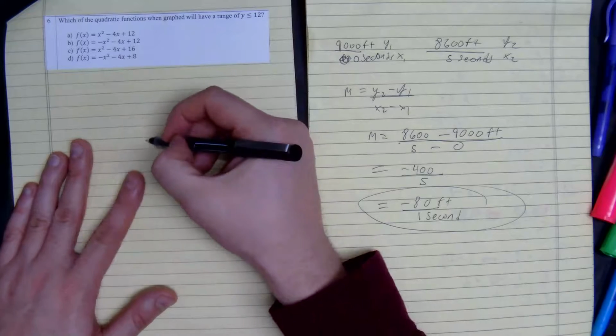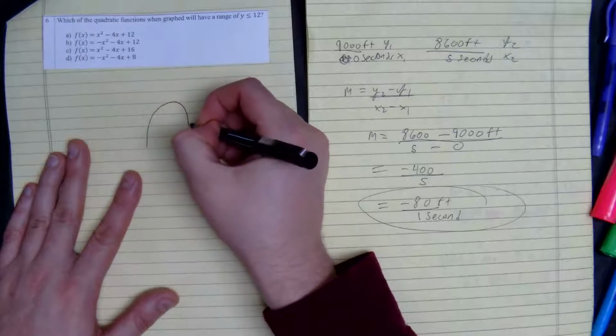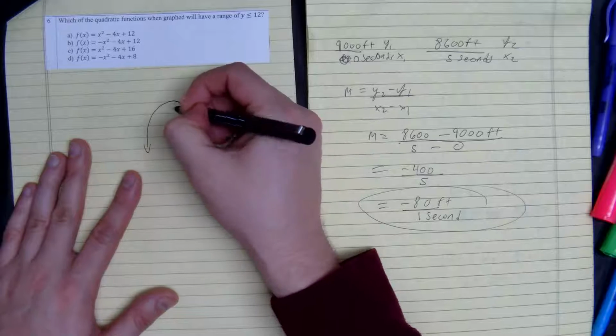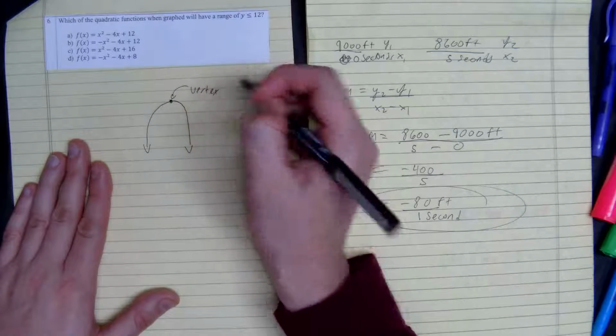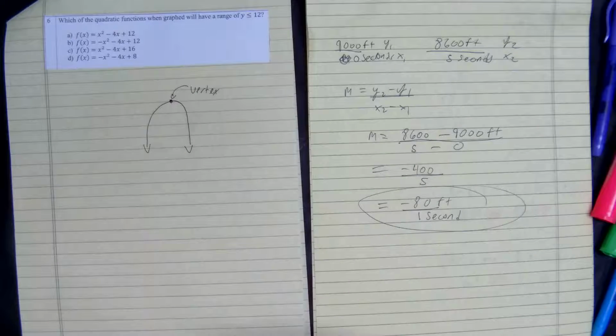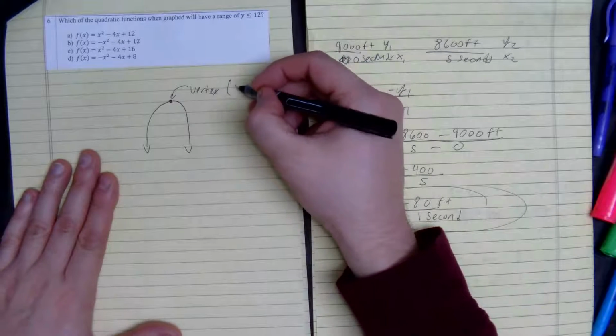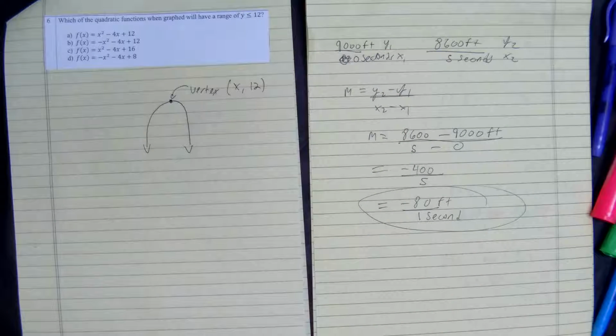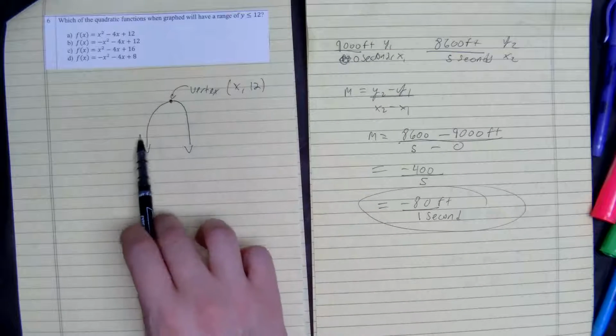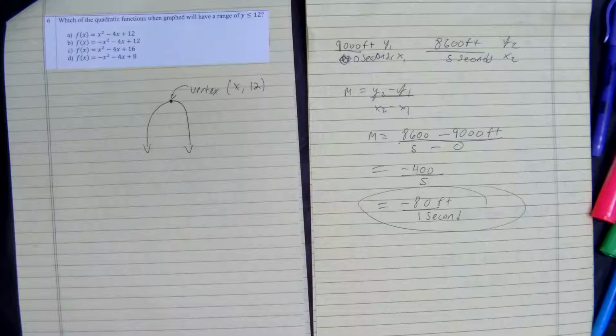So if we were to look at a quadratic, this being our apex, our vertex, so our max would be 12. That's what it's saying. So this is what our curve would follow. So we need to figure out which one's going to be it.